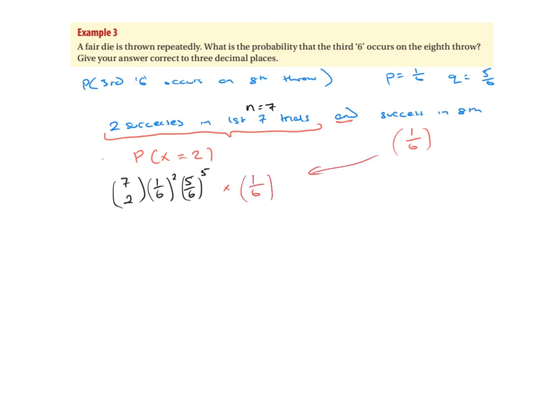And hopefully you can see this is the same as 7 choose 2. 1/6 squared times another 1/6 is 1/6 cubed. So 1/6 to the power of 3 multiplied by 5/6 to the power of 5. You get your calculator out, stick it in, and if you do that, you get 0.039 to 3 decimal places.